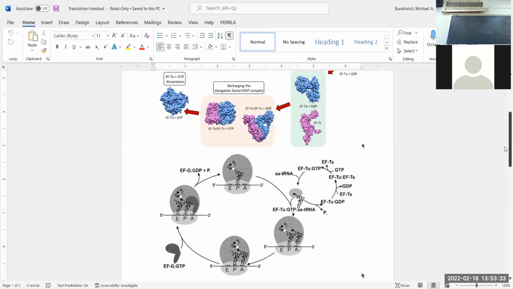EFG is what you find in prokaryotes, EF2 is what you find in eukaryotes. Now, you might remember from last semester, we talked about something called diphtheria toxin.